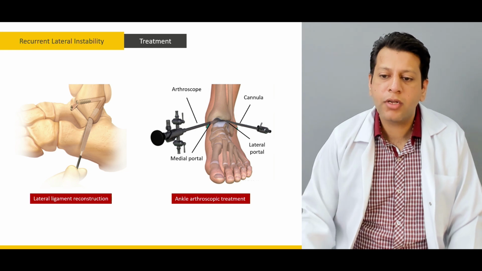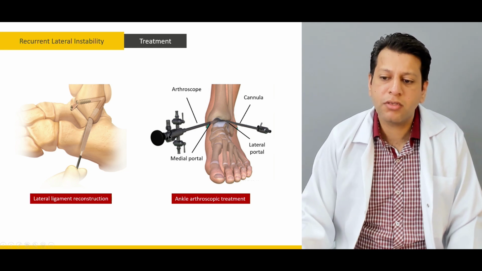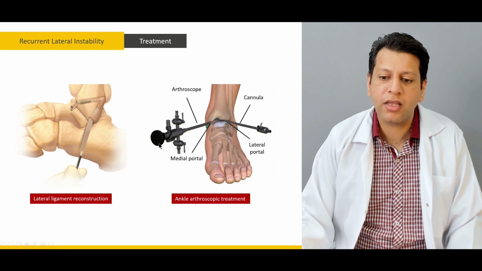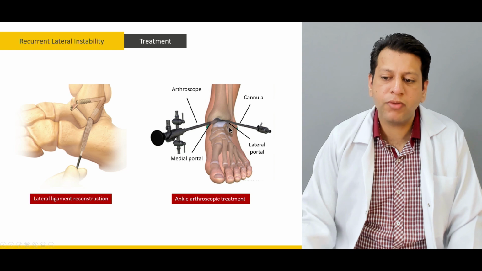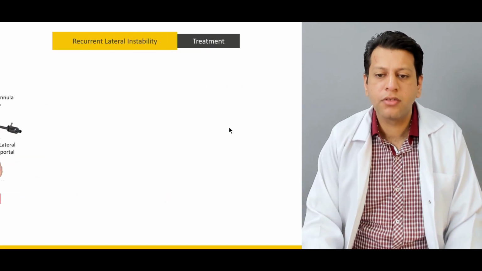As you can appreciate over here, this is an arthroscope in which the camera has been inserted from the medial side, and trocars are inserted to the lateral side, from which we need to fix the ligaments.